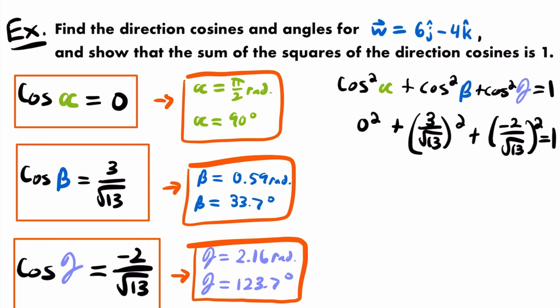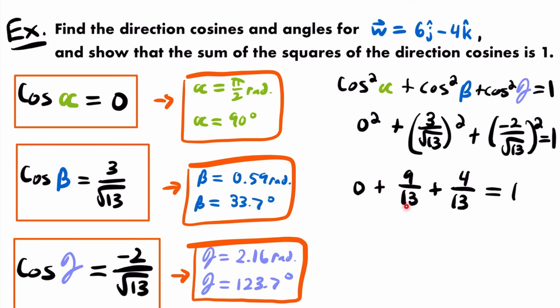Now 0 squared is 0, so we just have 0 plus these two fractions squared. We're going to square the numerator and denominator for each of them. 3 squared is 9, and the square root of 13 squared is just going to be 13. So we'll have 9 divided by 13 plus negative 2 squared, which is 4, and once again the square root of 13 squared is just 13. So we'll have 4 divided by 13, and that will be equal to 1, or at least we're hoping it is. And 0 is just going to disappear.